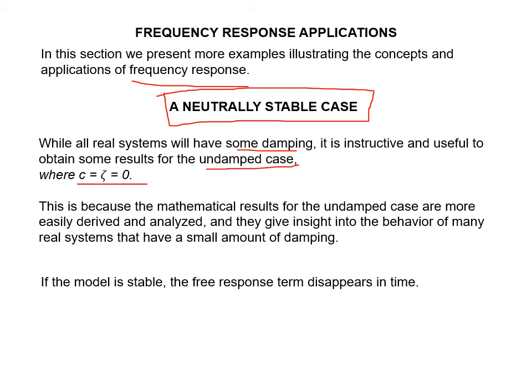The reason behind this is that mathematically, if we're dealing with an undamped case, it's a lot easier to derive. And it gives us some insight into the behavior of many different real systems that only have a small amount of damping. So even though all systems have some damping, if we can decrease the amount of damping, how are these going to act? How are these going to react? That's why it's important that even though a completely undamped case where everything is equal to 0 is not completely realistic, we can solve it that way to give us an idea of how systems are going to act when there's a small amount of damping.